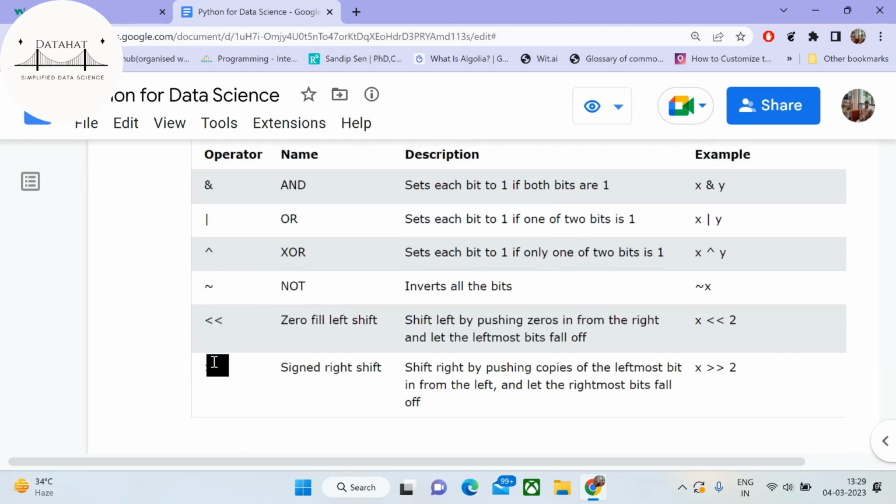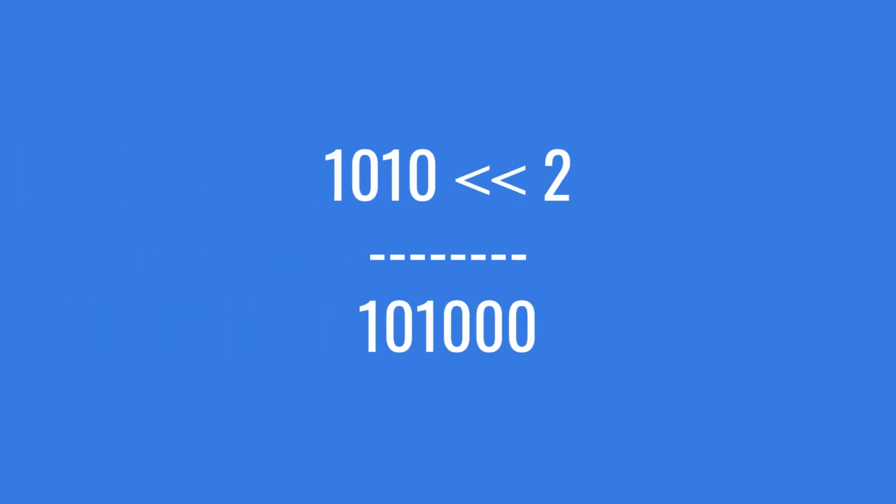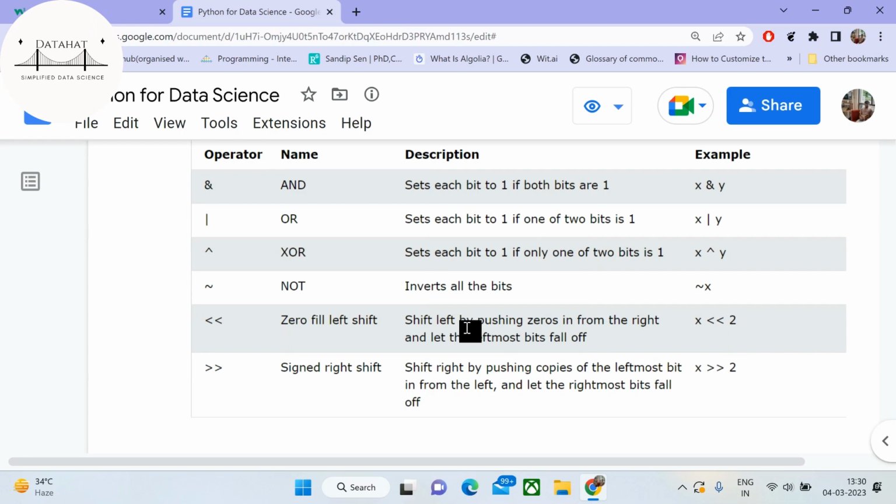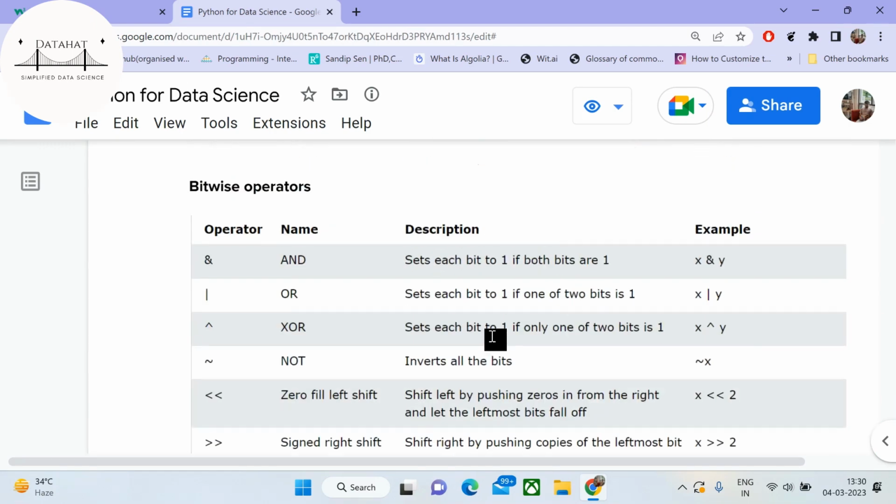This is the left shift and this is the right shift. When you take the binary notation, if you apply left shift, the values move 2 digits to the left, and with right shift the values move 2 digits to the right, and the remaining places which are left vacant are filled in with zeros. This is the basic idea.